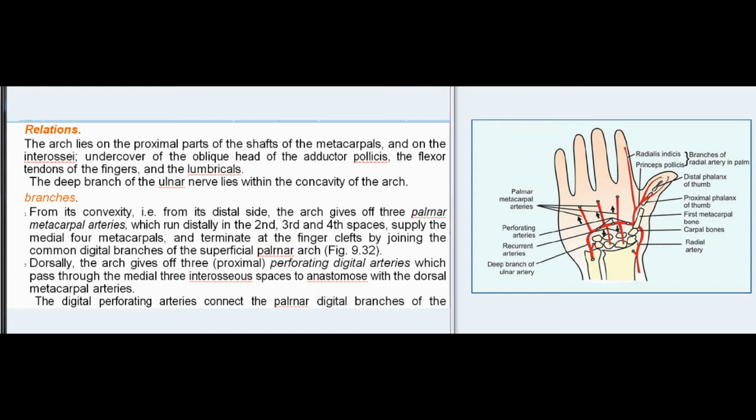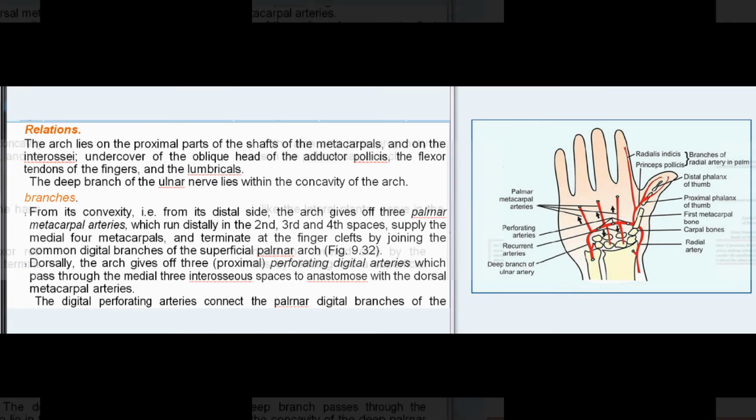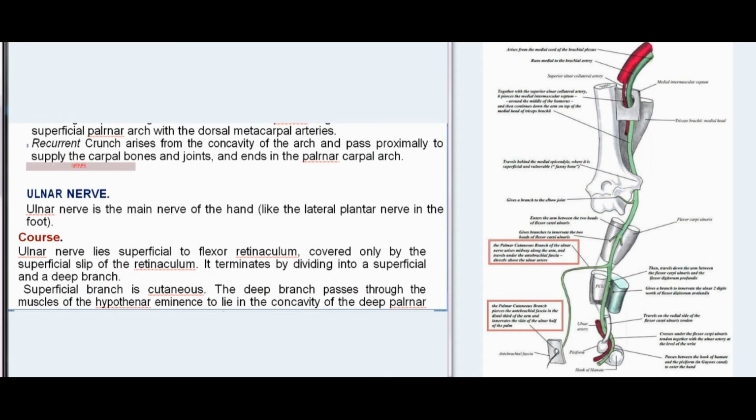2. Dorsally, the arch gives off 3 proximal perforating arteries which pass through the medial 3 interosseous spaces to anastomose with the dorsal metacarpal arteries. The perforating arteries connect the palmar digital branches of the superficial palmar arch with the dorsal metacarpal arteries. 3. Recurrent branches arise from the concavity of the arch and pass proximally to supply the carpal bones and joints, and end in the palmar carpal arch.